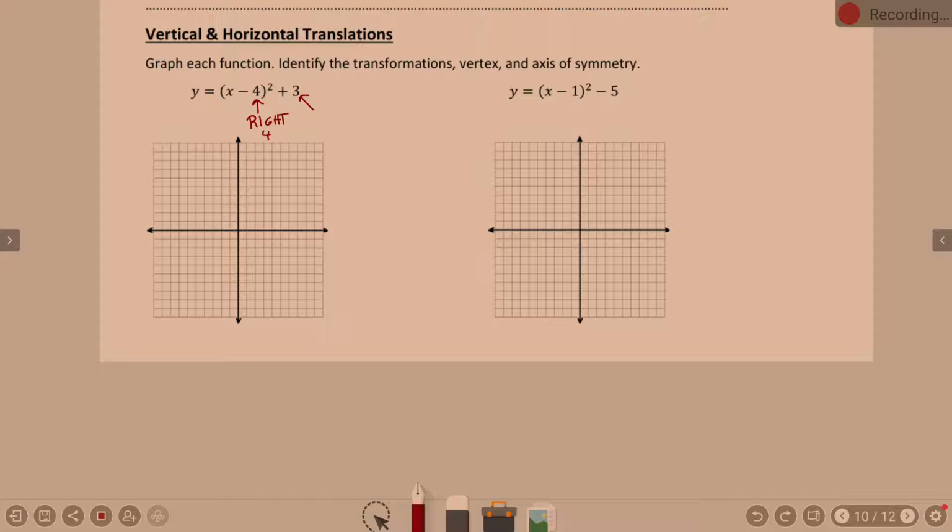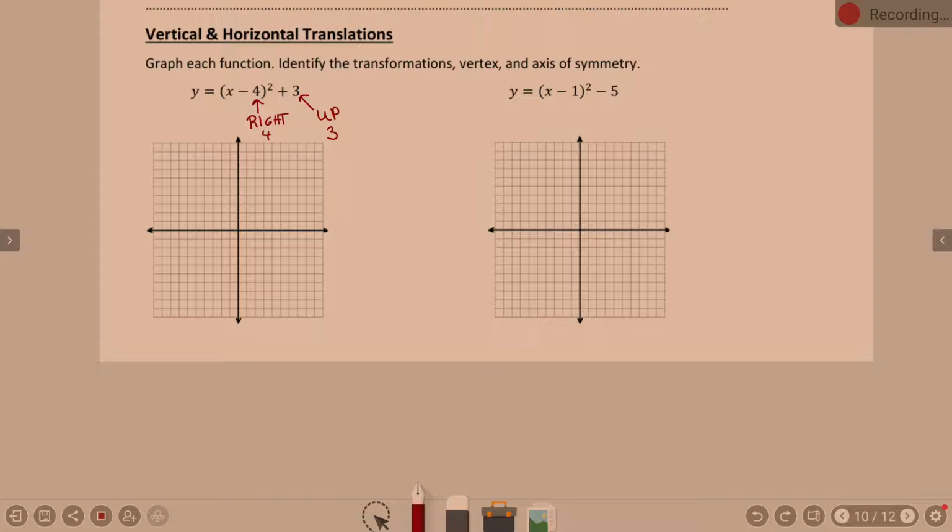What about that plus 3? Okay. The number at the end is up or down. This time it's the normal direction, the direction you would guess. So a plus 3, we're going to say up 3. Okay. So I teach this the same way I taught the absolute value. We're going to take the vertex and move it right 4, up 3, and then we're going to regraph that same parabola shape.